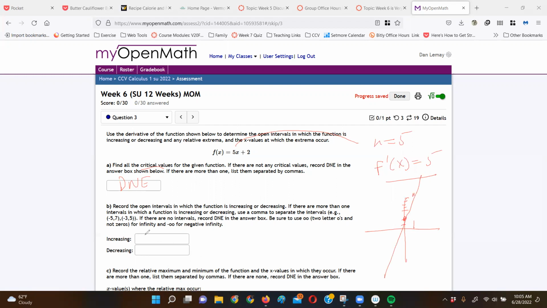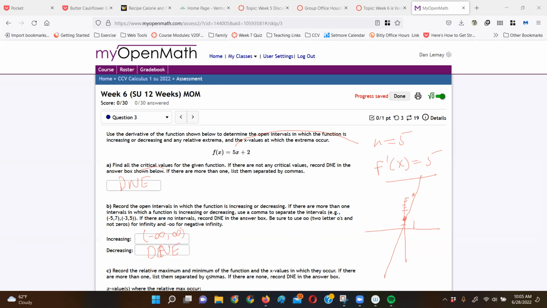So this is always increasing. I tried this as an earlier version, and my OpenMath didn't like it, so maybe I just had them backwards. Maybe I put decreasing on top and increasing on the bottom. I don't know. But DNE, it never is decreasing, it's always increasing.